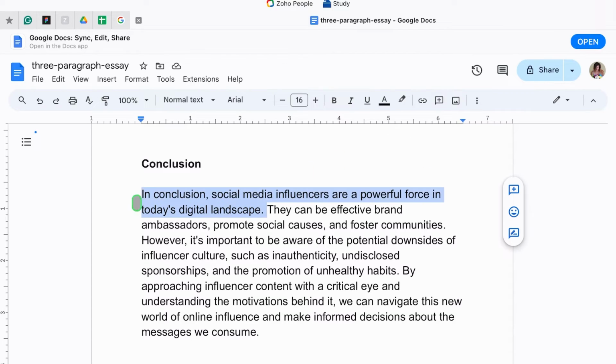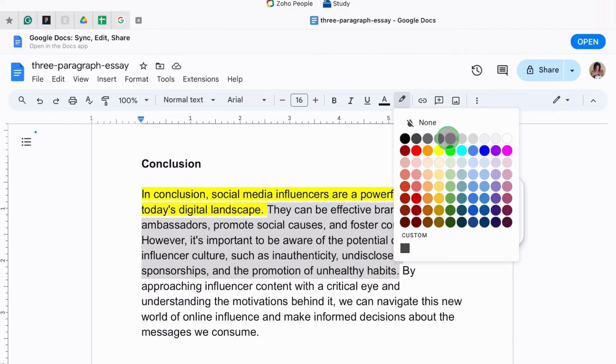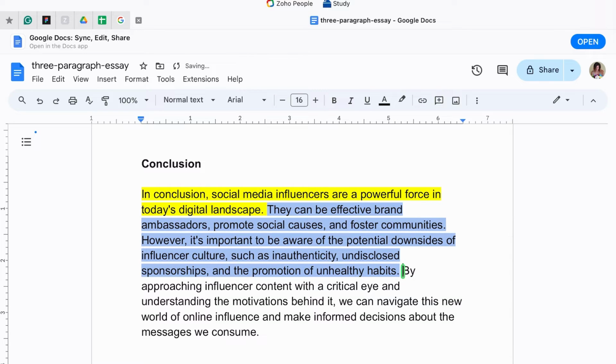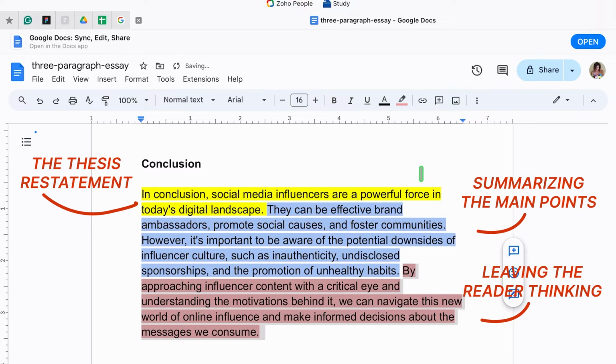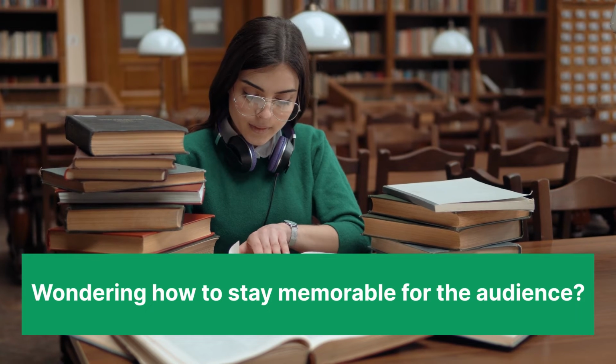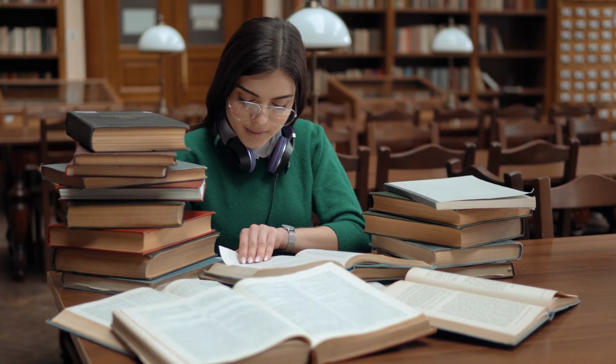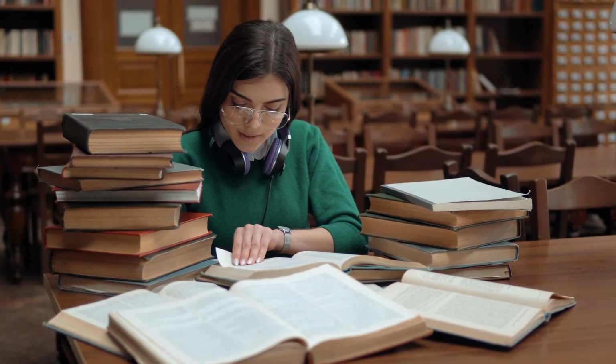First, restating a thesis statement will help to reinforce the key arguments and ideas presented throughout the paper. Second, a summary of main points will help the reader remember what your essay is about. And the last sentence should leave the reader with a sense of completeness and make them continue reflecting about the topic you have discussed. Wondering how to stay memorable for the audience? Professional essay writers usually stick to the following methods.